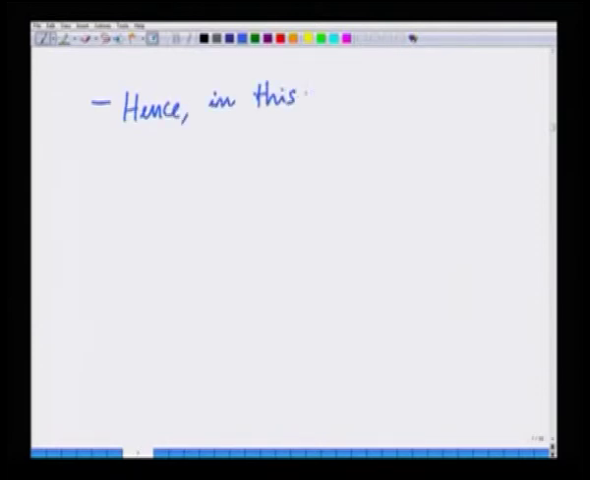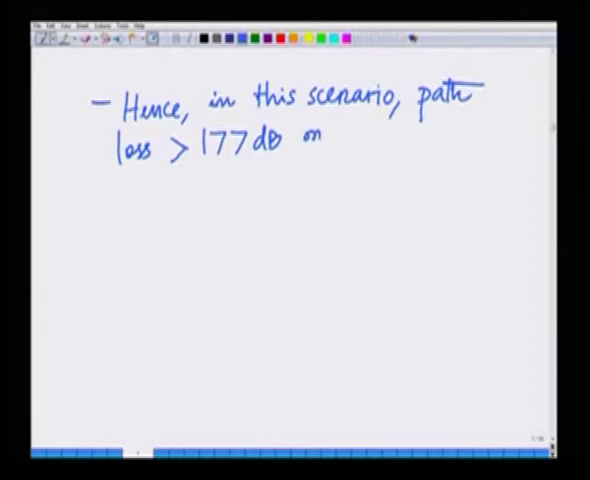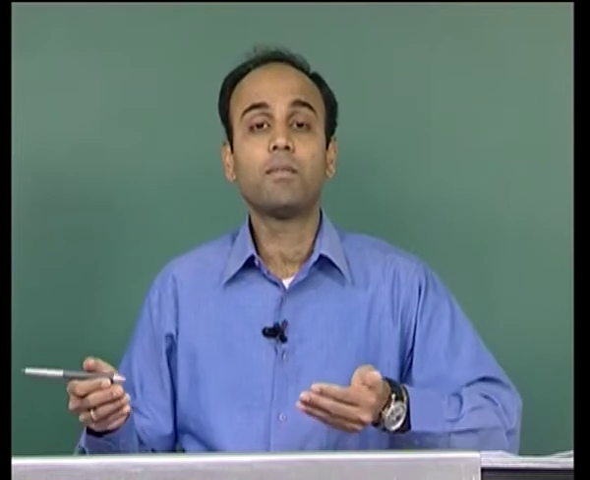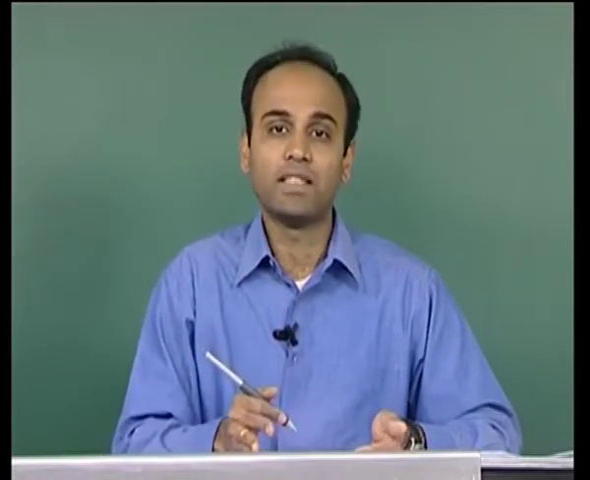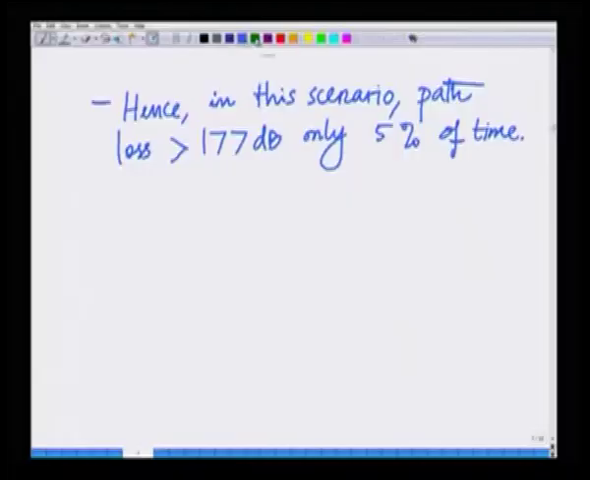Hence, in this scenario, the path loss is greater than 177 dB only 5% of the time. Another way of saying this is that path loss is less than 177 dB 95% of the time. So, it is greater 5% of the time, which means the rest of the time it is lower, which is the same thing as saying 95% of the time it is lower than 177 dB.